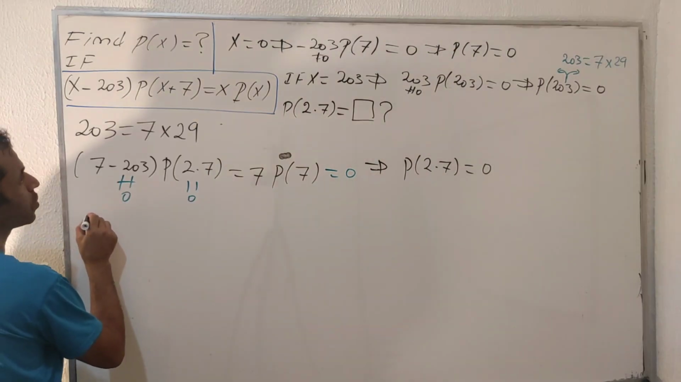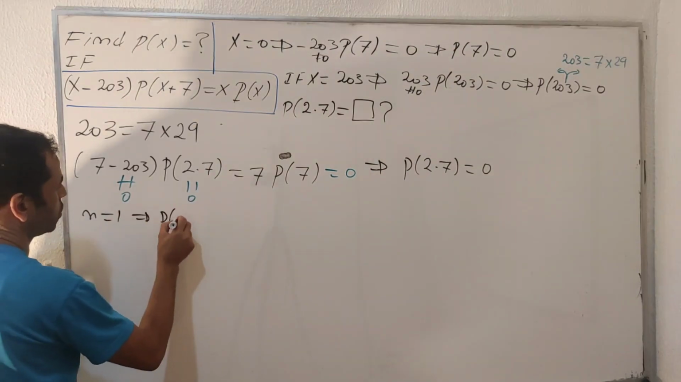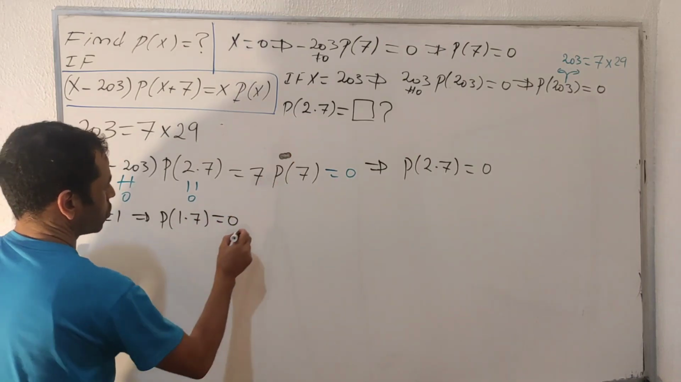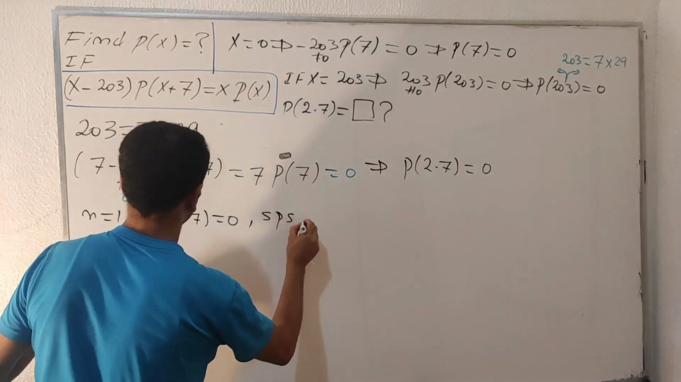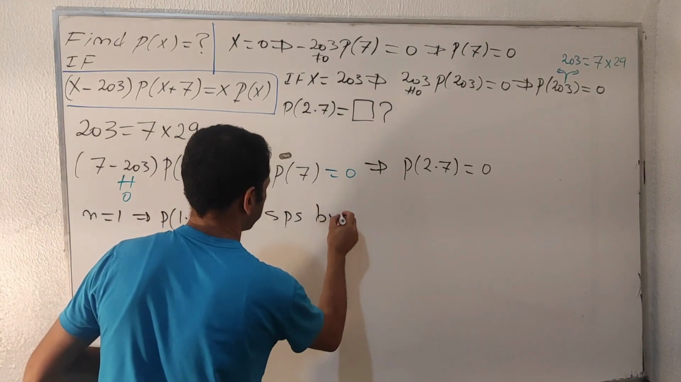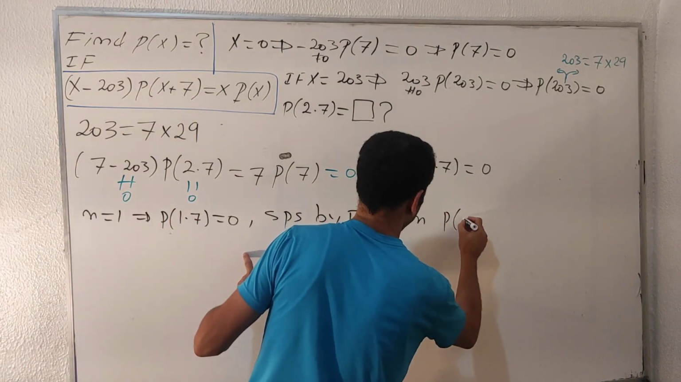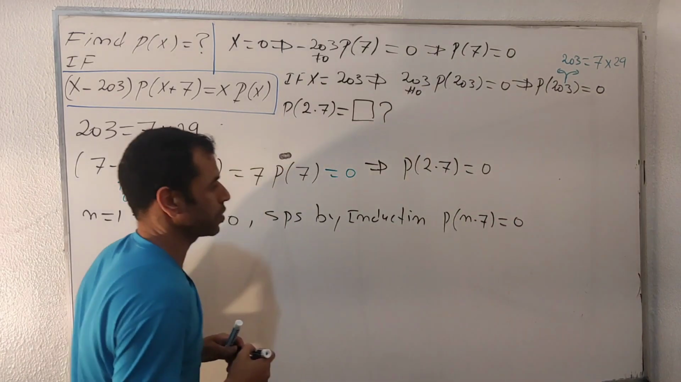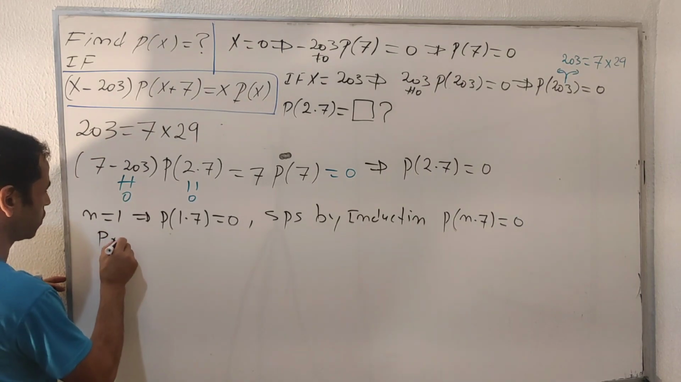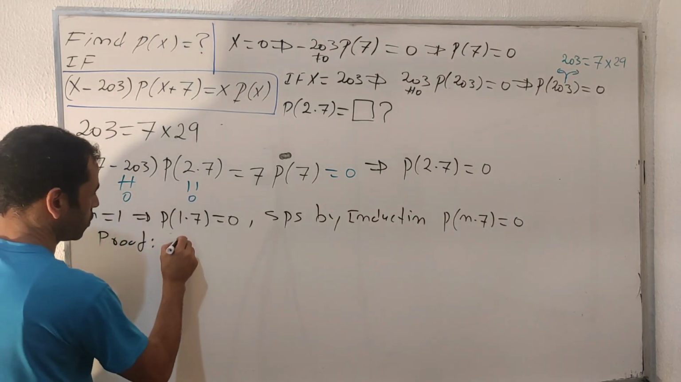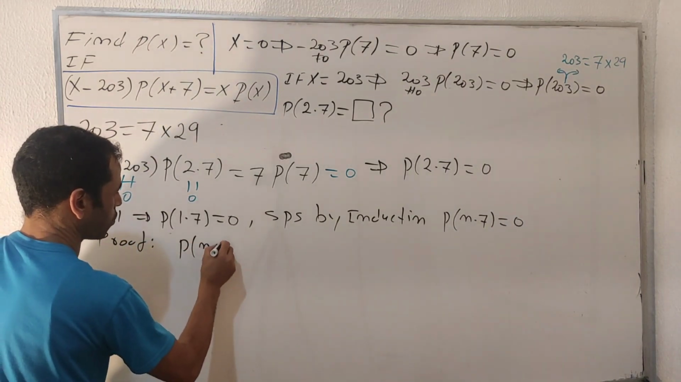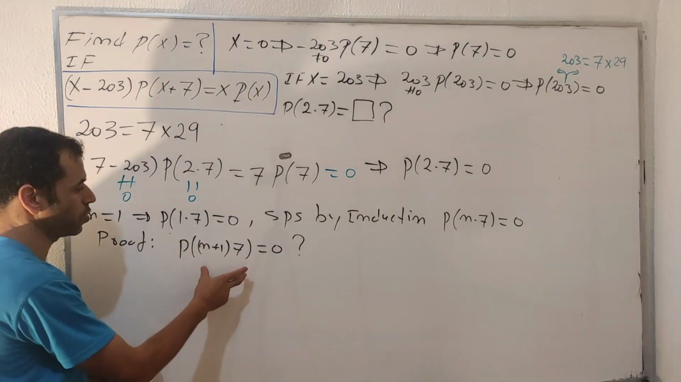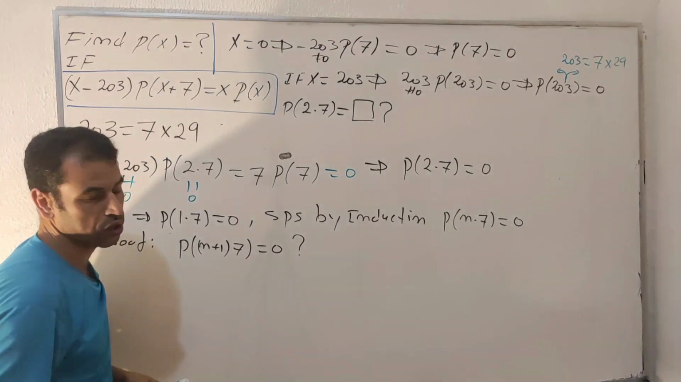We already found for n equals 1, p of 1 multiplied by 7 equals 0. So let's suppose by induction that p of n multiplied by 7 equals 0. Okay, by the induction hypothesis. Let's prove p of (n + 1) multiplied by 7 equals 0. This is our goal. If we prove this one, the whole thing is done.